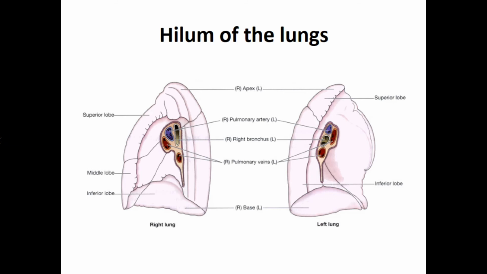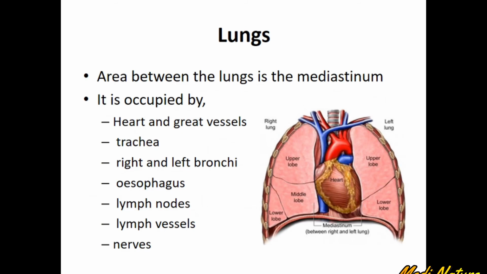the lungs. The area between the right and left lungs is the mediastinum. It is occupied by heart and great vessels, trachea, right and left bronchi, esophagus, lymph nodes and vessels, and nerves.